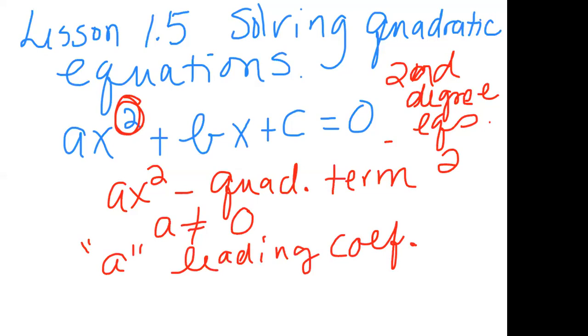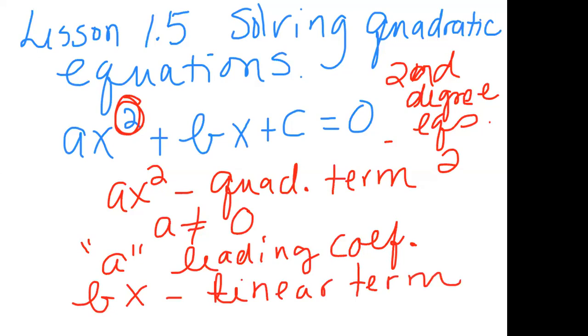All right, next, the linear term, guys. The bx term is called the linear term. And we call it the linear term because of that first degree on that variable. Remember, we talked about linear equations last week. So there you go, bx represents the linear term.